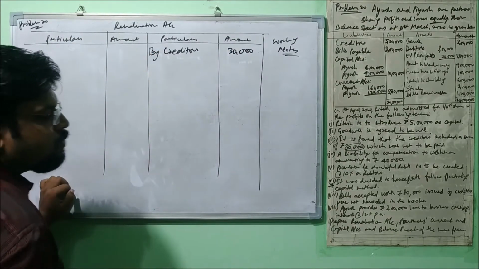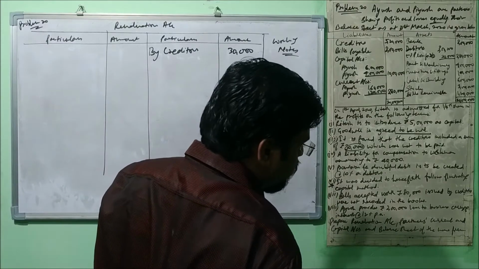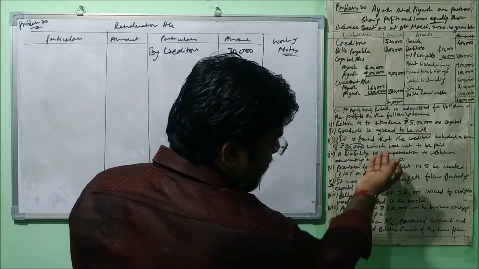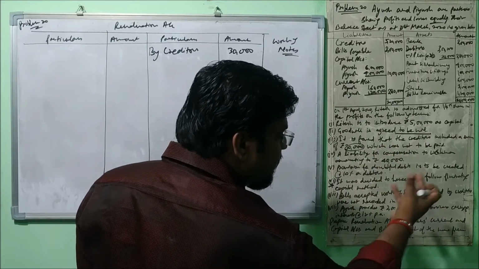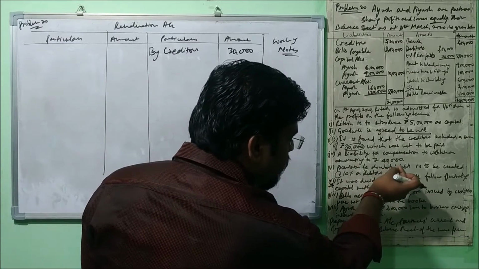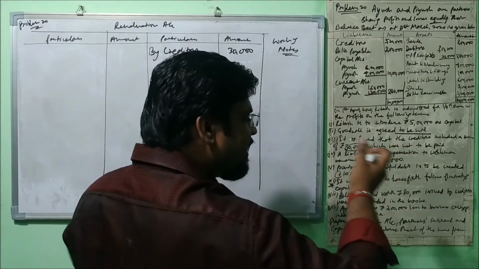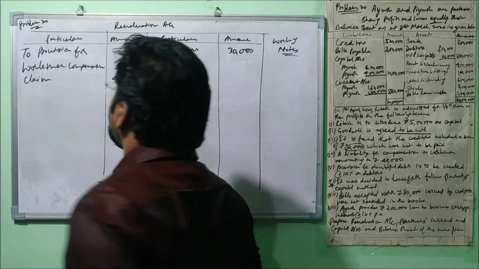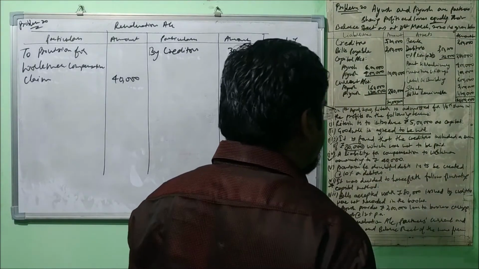Let's move further. A liability for compensation to workmen amounting to rupees 40,000. See, there is no workmen compensation reserve, but the claim is there. This is a new liability created. Whenever a liability is created, meaning an increase in the liability, it will be mentioned here as provision for workmen compensation claim 40,000. So this adjustment is also done.